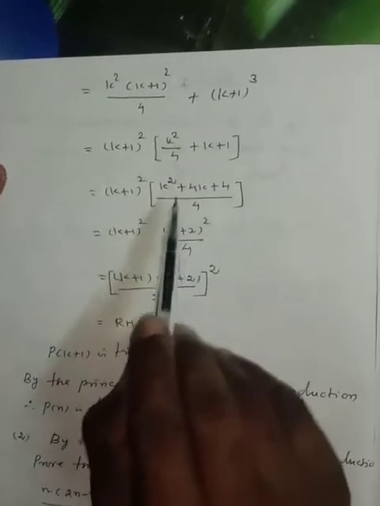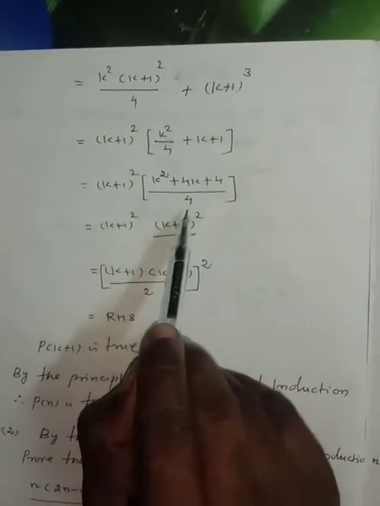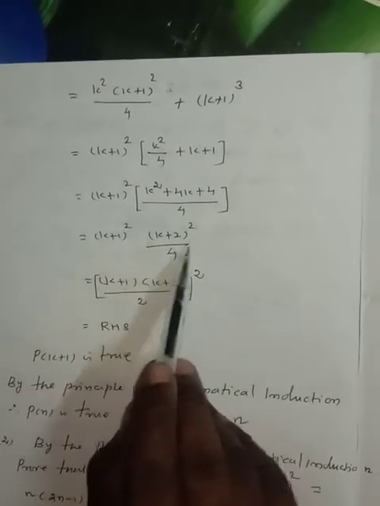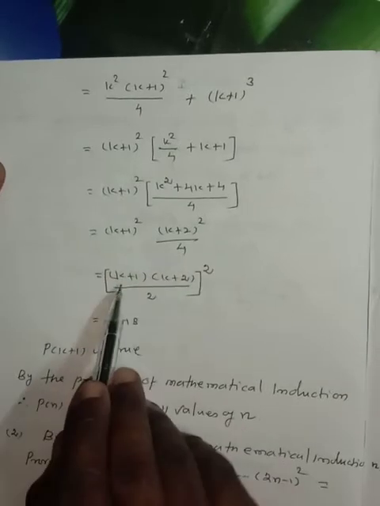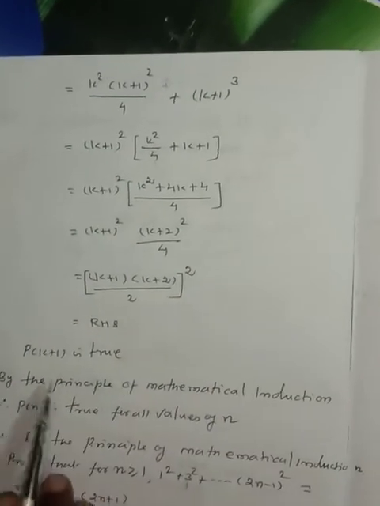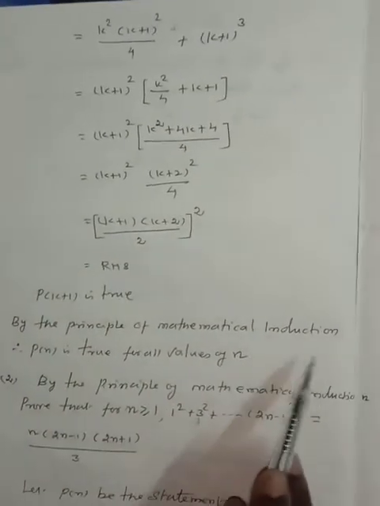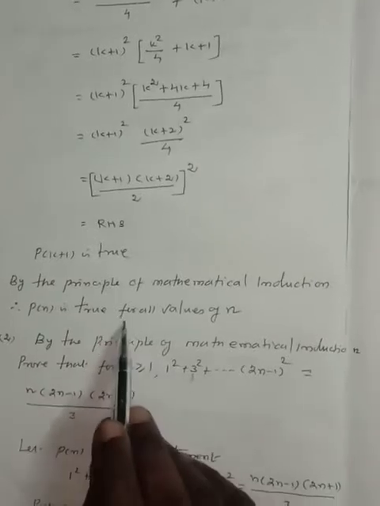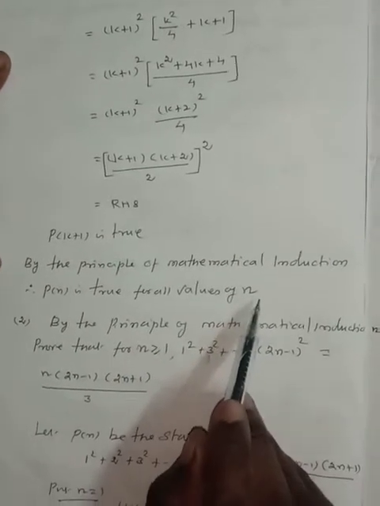Now take LCM. We get k square plus 4k plus 4 whole divided by 4. K plus 1 whole square into k plus 2 whole square whole divided by 4. This can be written as k plus 1 into k plus 2 divided by 2 whole square. This is RHS. P of k plus 1 is true. By the principle of mathematical induction, P of n is true for all positive values of n.